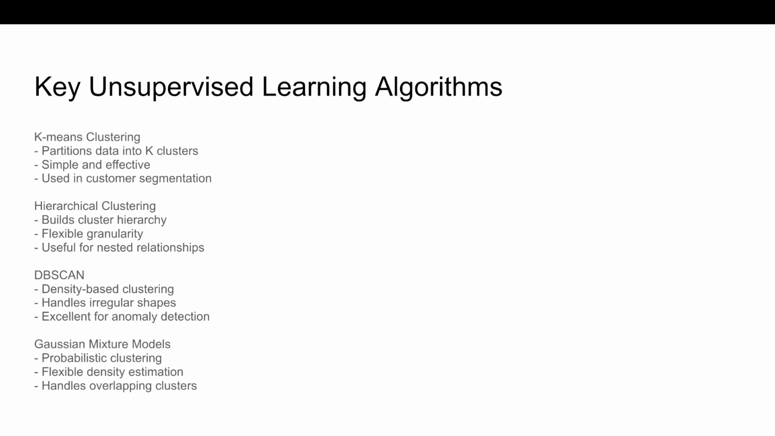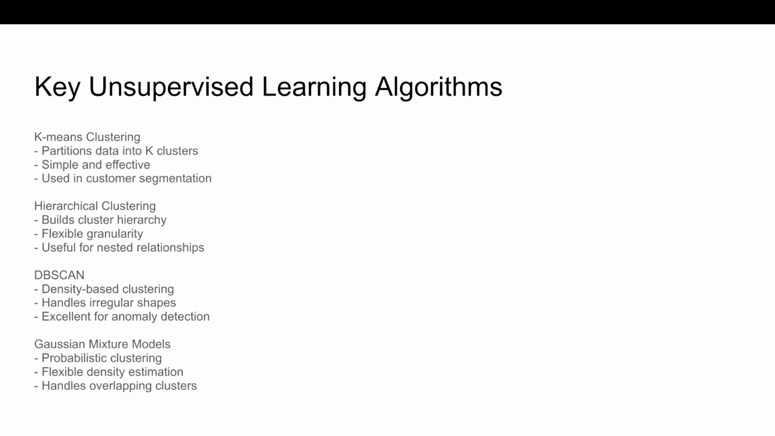Some popular unsupervised learning algorithms include K-means clustering, a simple yet effective algorithm that partitions data into K clusters based on similarity. It's often used for customer segmentation, document clustering, and image compression. Hierarchical clustering. This algorithm builds a hierarchy of clusters, either by merging smaller clusters into larger ones, the agglomerative approach, or by dividing larger clusters into smaller ones, the divisive approach. It's useful when you want to explore data at different levels of granularity.